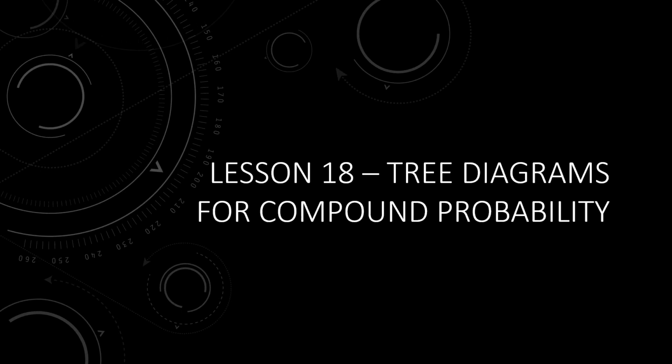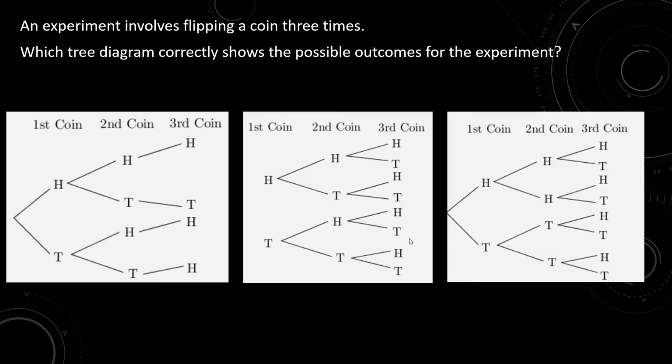In this video, I will be going over lesson 18, which is about using tree diagrams to find compound probability. Here's our first question, and it says an experiment involves flipping a coin 3 times. Which tree diagram correctly shows the possible outcomes for this experiment?